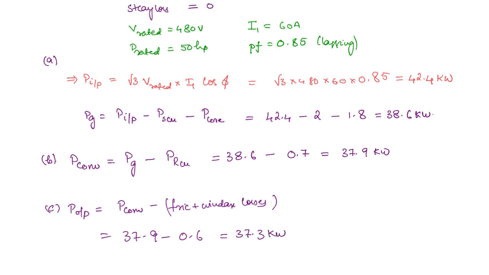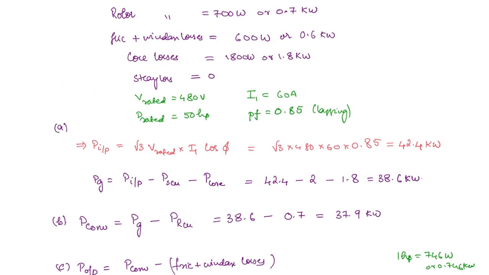If you want to convert into HP, what is the conversion factor? 1 HP is equal to 746 watts or 0.746 kilowatt. Okay. So what will be 37.3 kilowatt? It will be 37.3 divided by 0.746, in HP. Thus you are going to approximately get 50 HP, which is already given.